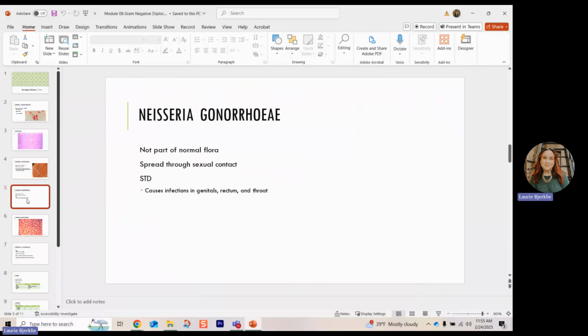Actually, the new term is STI. STD stands for sexually transmitted disease. The new term is STI, sexually transmitted infection, which is the newer terminology now. The D, the disease, comes in when that infection causes harm to that person. Once that infection takes place and causes harm to any part of them, then it becomes the full-blown STD. So gonorrhea, of course, causes infections in the genitals, rectum, and throat, since it is sexually passed.